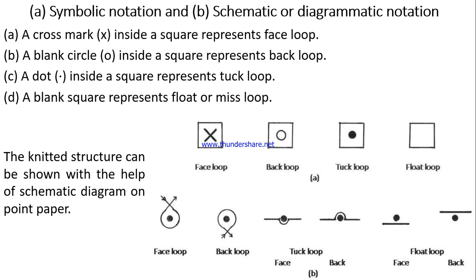Okay, in the series A here, these are the symbolic notations. Inside the square there will be some symbols: cross, circle, dot, or blank. The cross is the symbol of face loop. This circle is presenting the back loop. The dot is for tuck loop and blank is for float loop. These are the symbolic notation. By using those notations, you can draw neat tuck float of single jersey fabric.